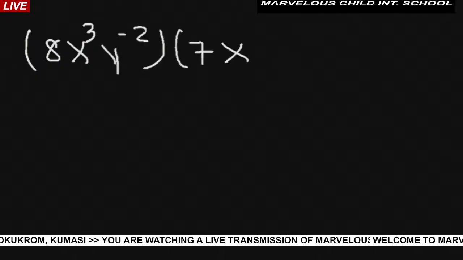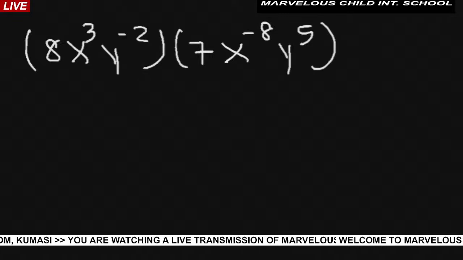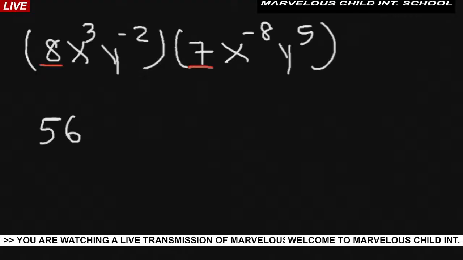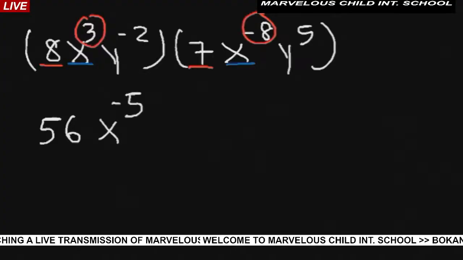Try this example. What is 8x cubed y to the negative 2 multiplied by 7 x to the negative 8 y to the fifth? So first we need to multiply 8 and 7. 8 times 7 is 56. x to the third times x to the negative 8. 3 plus negative 8 is negative 5, so it's x to the negative 5.